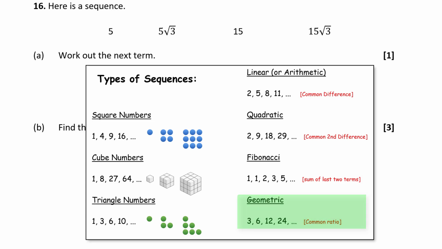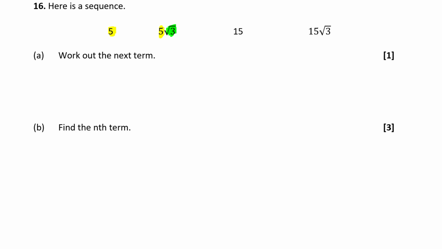I think it is a geometric sequence. I think we are getting the next term by multiplying the previous term by a number, and that number is root 3. So if you look at the first term, I've just got 5 by itself. The next term I've got is 5 times root 3. And the next term I've got is 15. Now 15 is 5 times 3, and 3 is root 3 times root 3. So if I take 5 root 3 and multiply it by another root 3, the root 3 and the root 3 becomes 3, and 3 times 5 gives you the 15.